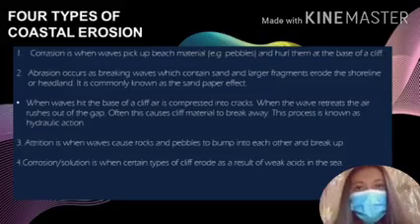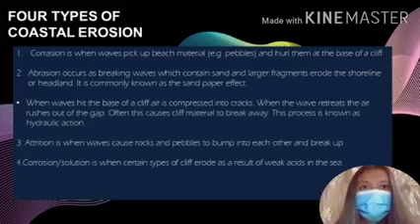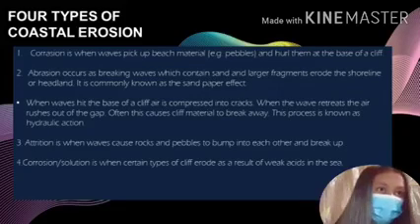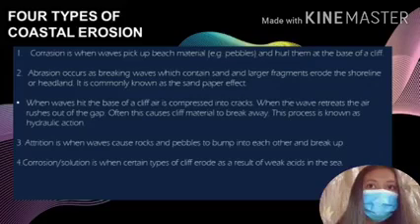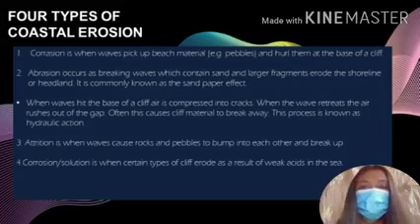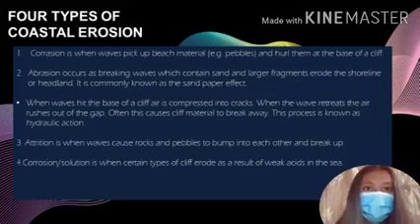So, let's define first the corrosion. Corrosion is when waves pick up the beach material, for example the pebbles, and hurl them at the base of the cliff. So the second type is the abrasion. Abrasion occurs as breaking waves which contain sand and larger fragments erode the shoreline or the headland. It is commonly known as the sandpaper effect.